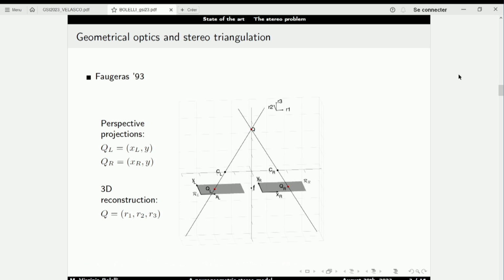The formalization of this problem involves classical triangulation instruments, and in particular, we have dealt with perspective projections through optical centers on two parallel retinas. The main issue is to couple corresponding points in the left and right retinal planes, which we can call QL and QR, in order to project them back into the environment space and obtain a three-dimensional point Q. How?